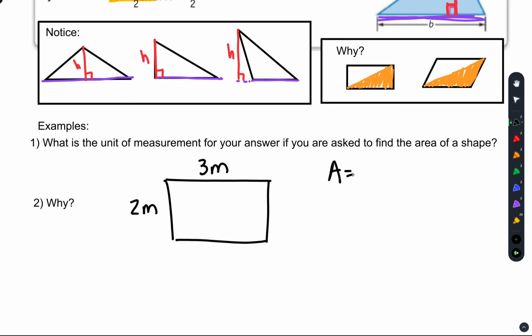Yeah, Dahlia? 6 meters squared. We are multiplying 2 meters times 3 meters. We are getting 6 meters squared. All of our units in this unit are going to be units squared. I'm going to be looking for that in all of your answers, that you have some kind of units squared. Good? Okay, flip it over.